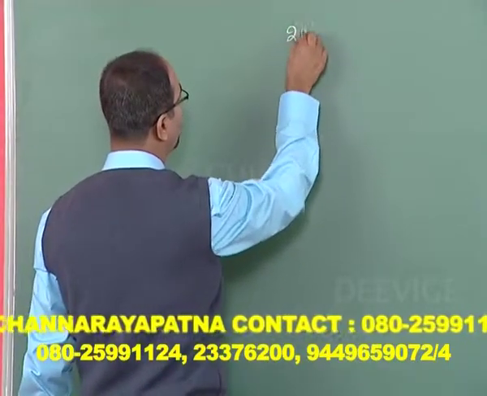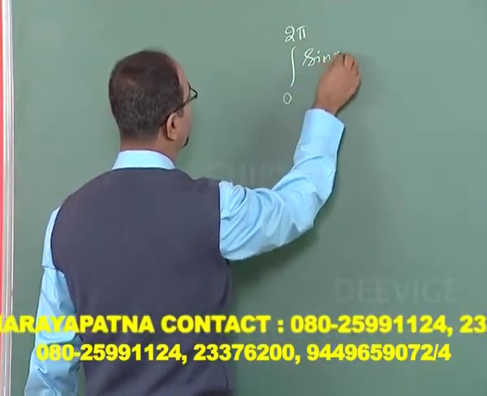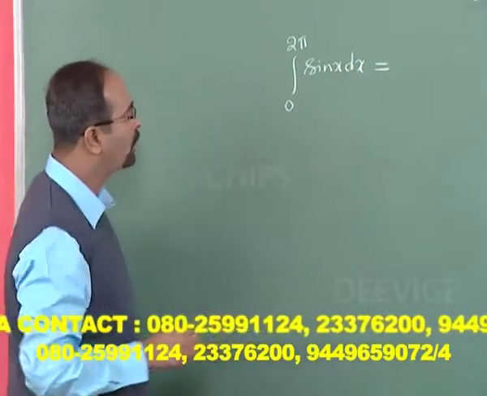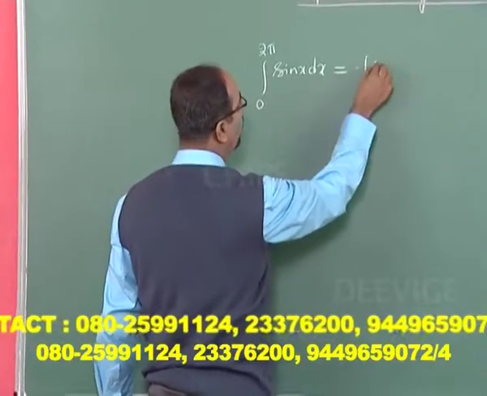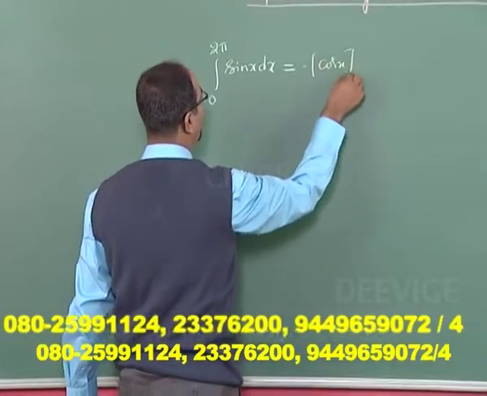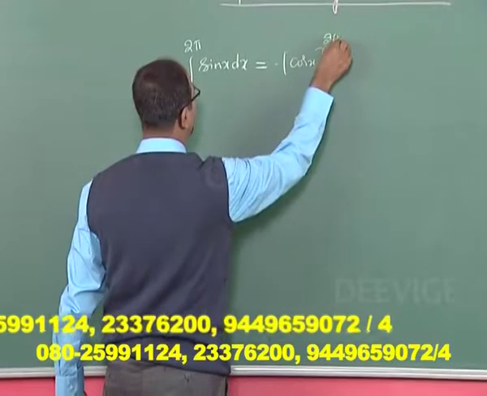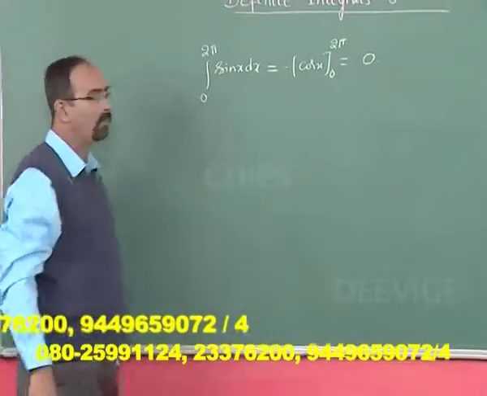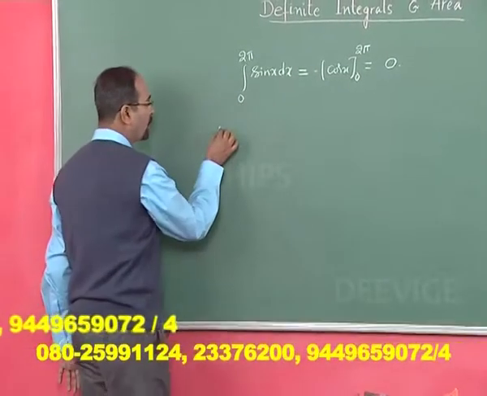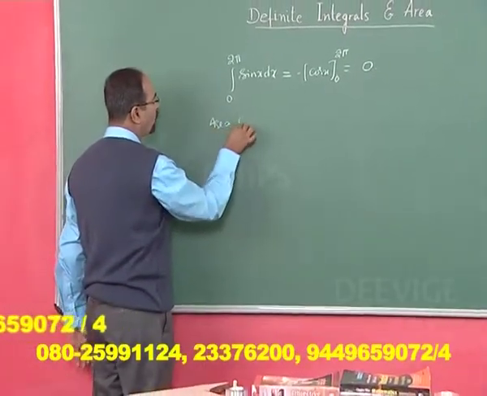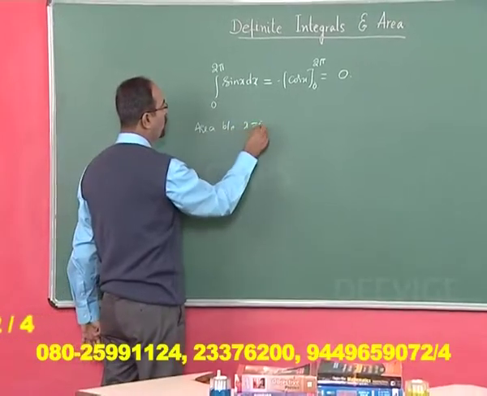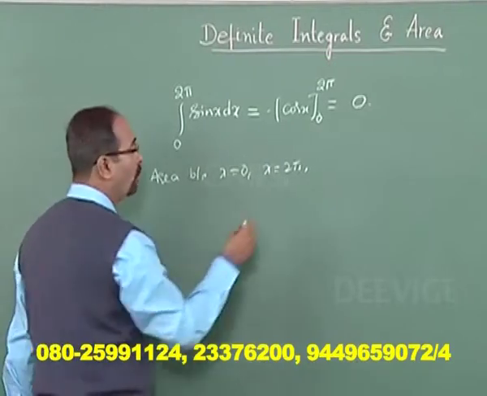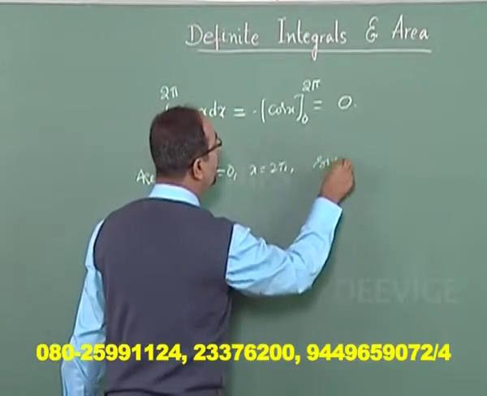Look at this. The integral from 0 to 2 pi of sin x dx is equal to minus cos x evaluated between 0 and 2 pi, that is cos 2 pi minus cos 0, that is 1 minus 1, which is equal to 0. Now, what is the area enclosed between x equal to 0, x equal to 2 pi and sin x?